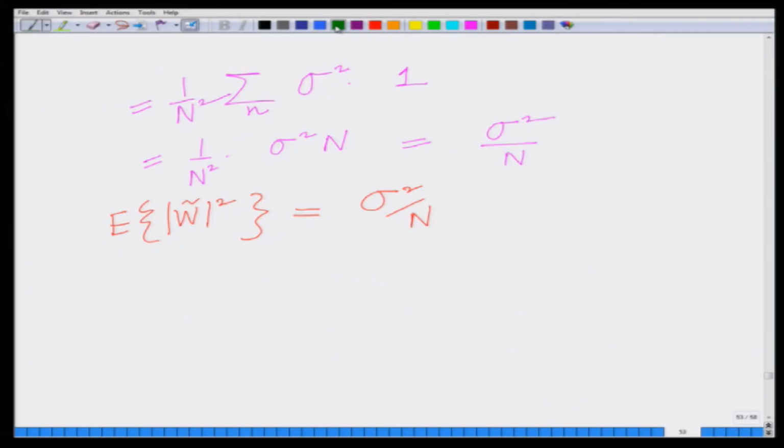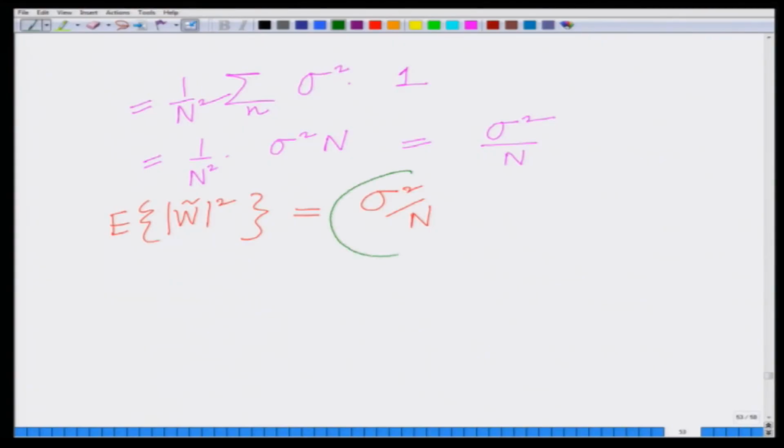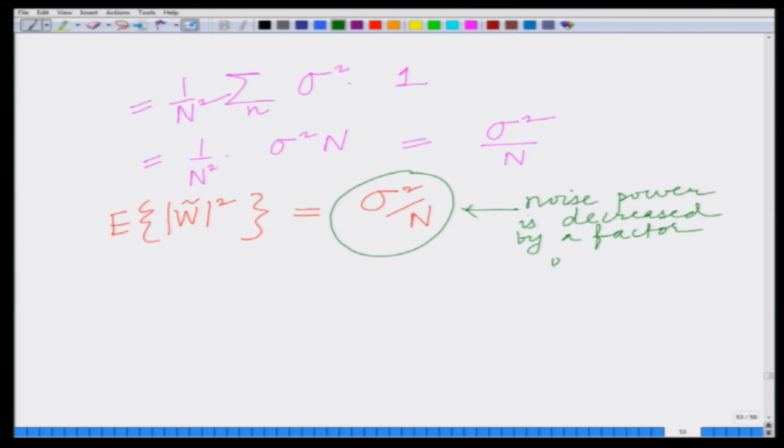Therefore, we are finding something very interesting. We are finding that this noise W tilde at the output of the CDMA receiver after correlation is zero mean, and the variance is sigma square divided by N, that is, the noise power is decreased by a factor of N. Therefore, the noise variance is suppressed, or the noise power is decreased by a factor of N.